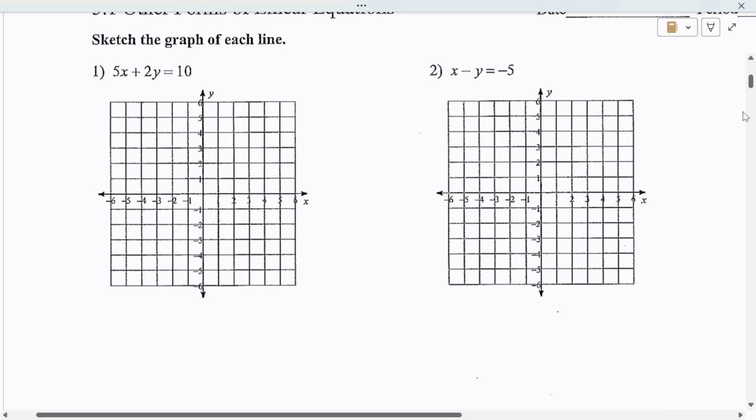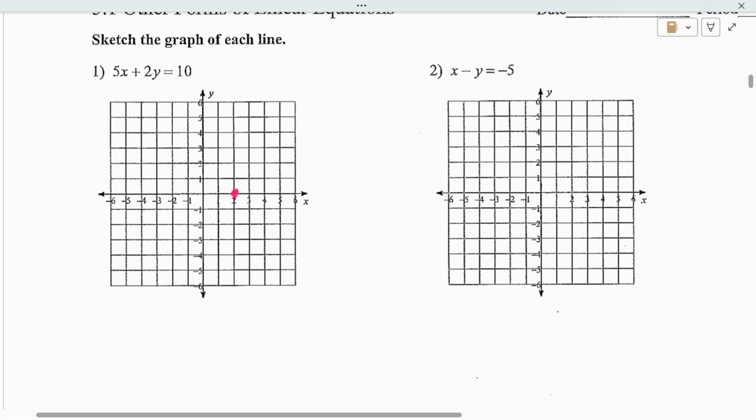Okay, so number one, I'm going to use the cover-up method. So I'm just going to cover this up. So I have the equation 5x equals 10, which means x equals 2. That means I cross the x-axis at the ordered pair 2, 0.